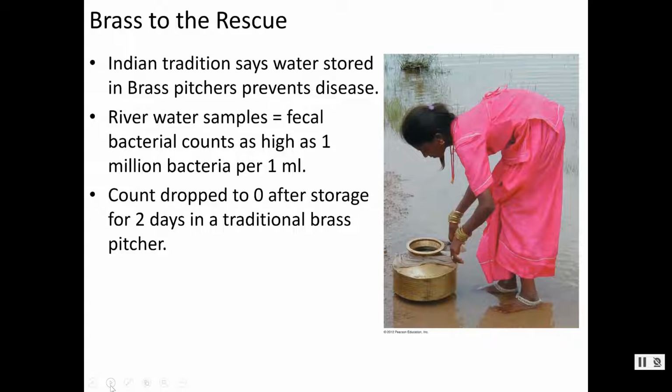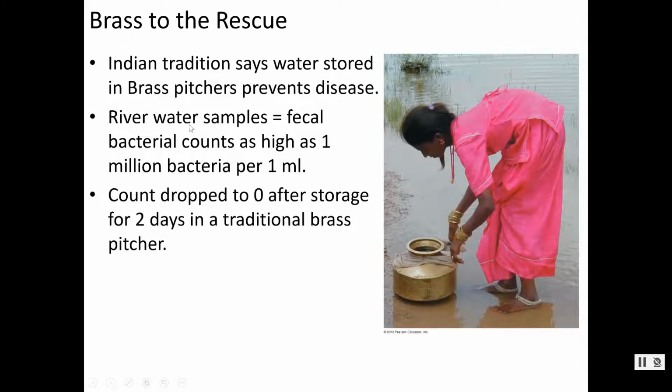So villages, towns in India, places in India where they actually need to go to the communal river to gather drinking water, the people that would do that, instead of using a plastic or a ceramic type pot, they would gather it in these brass pots. And the reason they did that is because they said that it prevents disease. So scientists came in, wanted to test that and see if that was true.